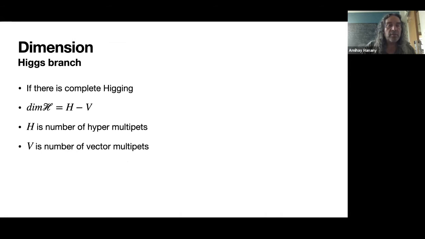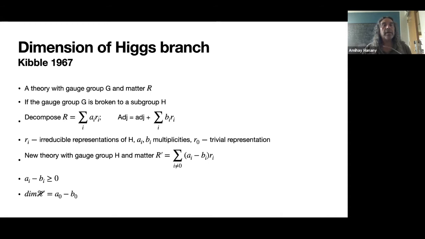So the dimension of the Higgs branch divides into two main cases, depending on the question whether there is complete Higgsing of the gauge group or not. If there is complete Higgsing, the dimension of the Higgs branch is just the number of hypers minus the number of vectors. We will see many cases where this computation can be done. More complicated is the case where there's no complete Higgsing, and there are plenty of examples where this happens. And here we just apply the formulation of the Higgs mechanism, going back to the work of Kibble in '67, just after the phenomenon of the Higgs mechanism was discovered.